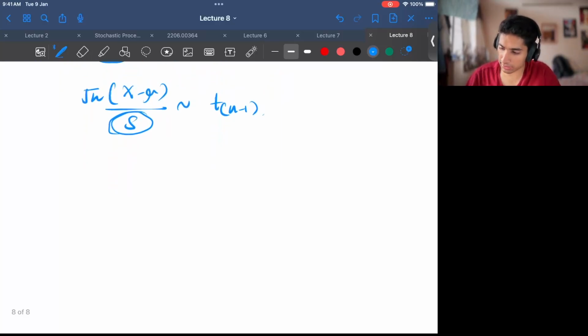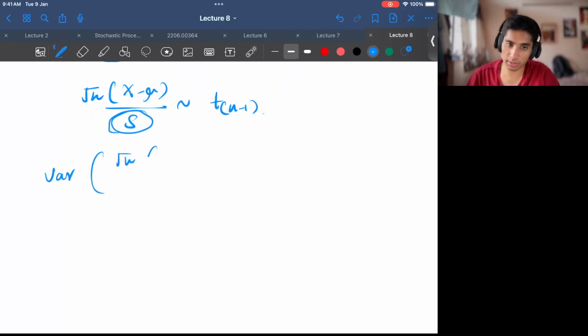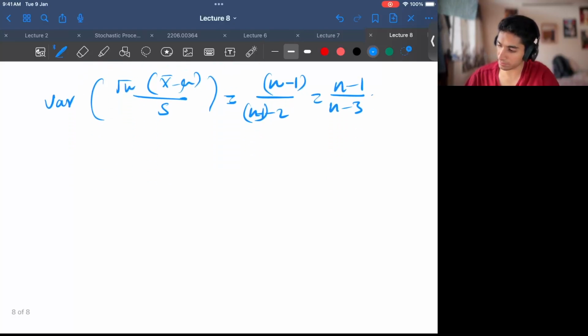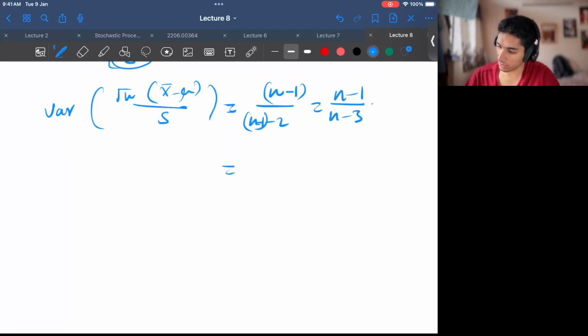And since this is the case, what is the variance of a student's T distribution, root n times x bar minus mu by S? If n is the degree of freedom, the variance is n over n minus 2, right? However, the degree of freedom here is n minus 1. So n minus 1 over n minus 1 minus 2 will become n minus 1 over n minus 3, right? And if I divide by n, this is 1 minus 1 by n over 1 minus 3 by n. This is what it will become.